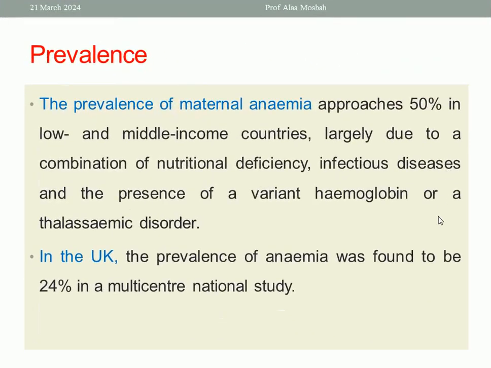So what about the prevalence? The prevalence of maternal anemia approaches 50% in low and middle income countries, largely due to a combination of nutritional deficiency, infectious diseases, and the presence of variant hemoglobin or thalassaemic disorder. But in the United Kingdom, the prevalence of anemia was found to be 24% in a multi-center national study.